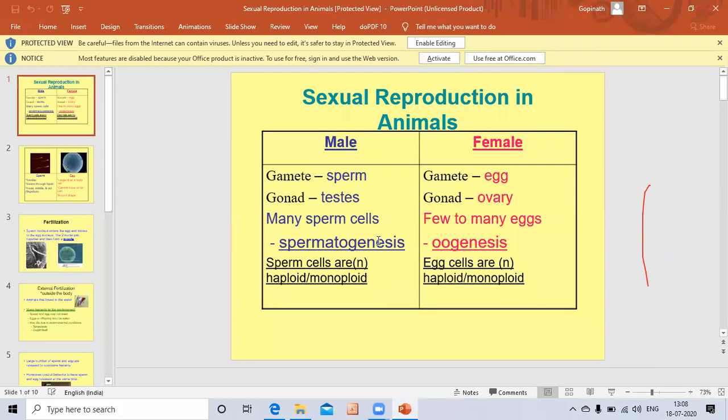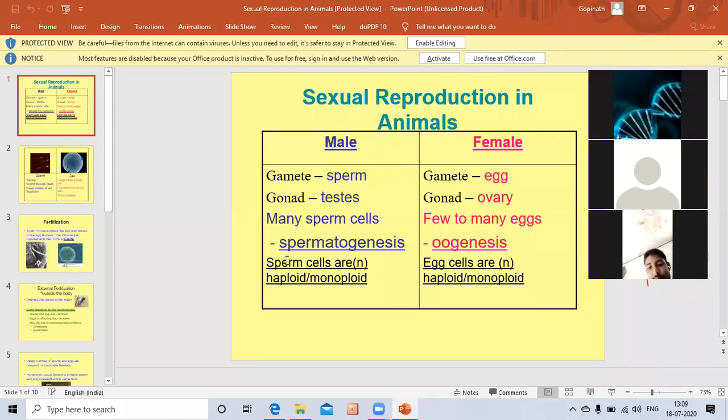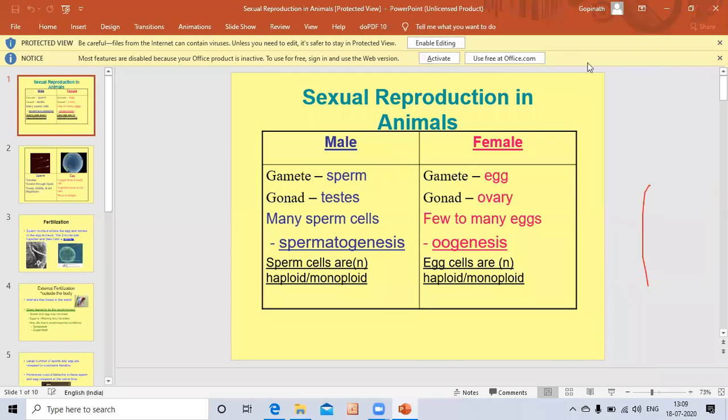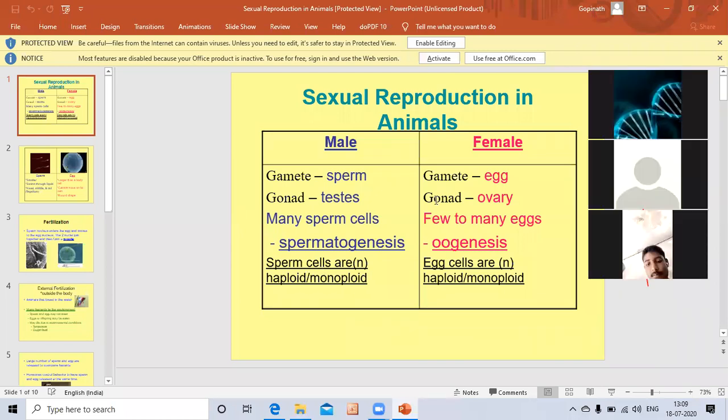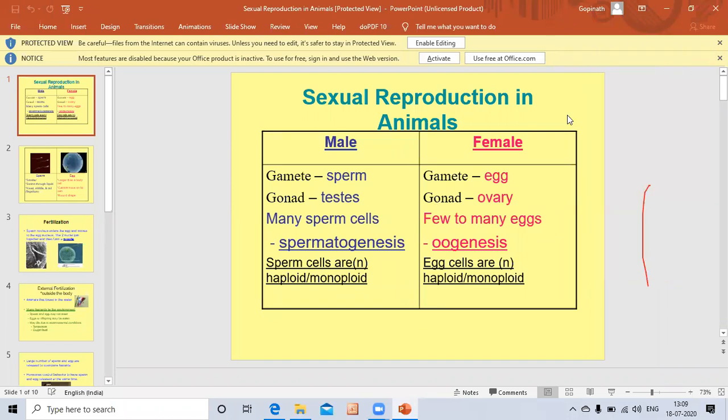So what is spermatogenesis? The production of sperm cells which are monoploid, or we call it haploid, meaning a single number of chromosomes. So haploid cells produced by the male are called sperm cells, which are haploid.